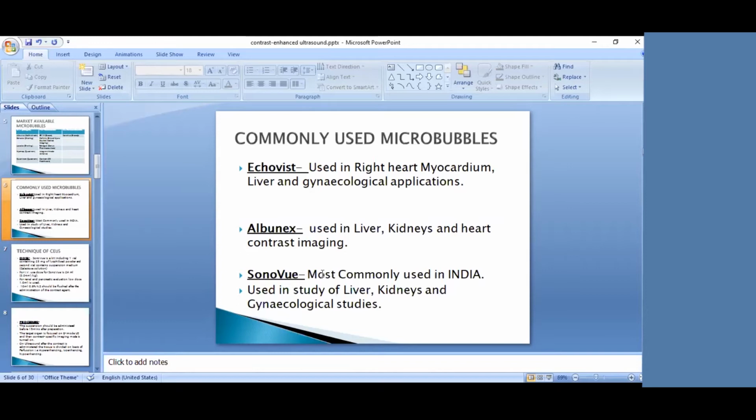You have to remember them, what the name is and where we are using it. For example, if I ask for the most commonly used microbubble in the right heart myocardium, you will use Ecovist. Okay. What is the most commonly used microbubble in India or in Europe? You will choose what? SonoVue.